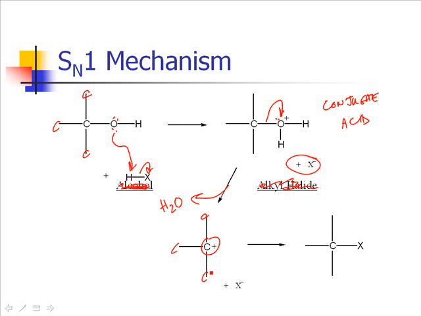Once the carbocation forms, then, we have X minus hanging around from the first step, and X minus can attack the carbocation, leading to the formation of a new carbon-X bond in our product. And so this is a good way of converting a tertiary alcohol into a tertiary alkyl halide. And the mechanism is an SN1 mechanism because it proceeds by a carbocation intermediate.